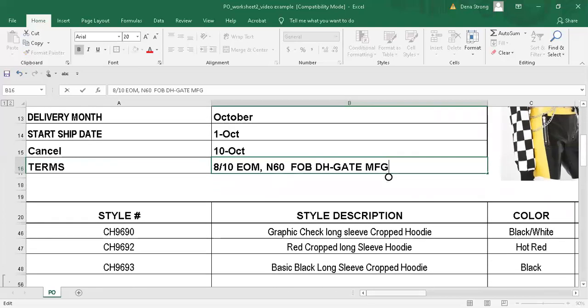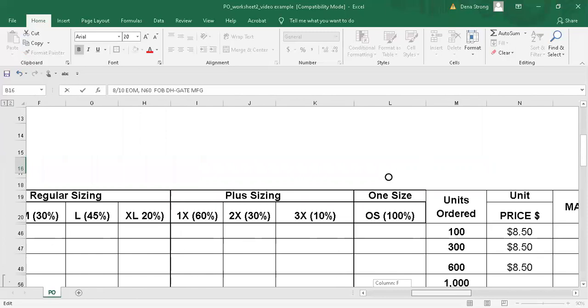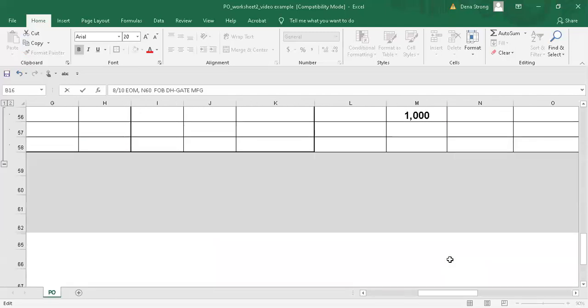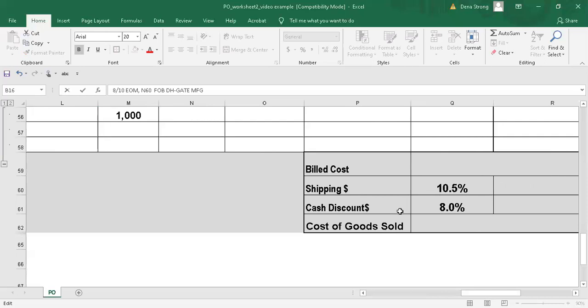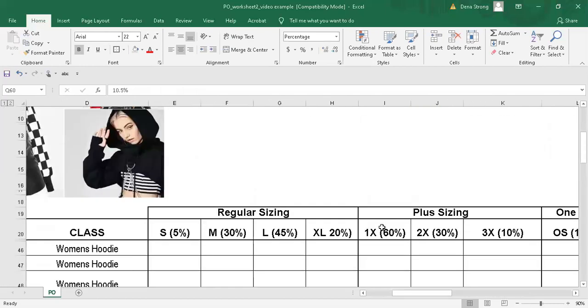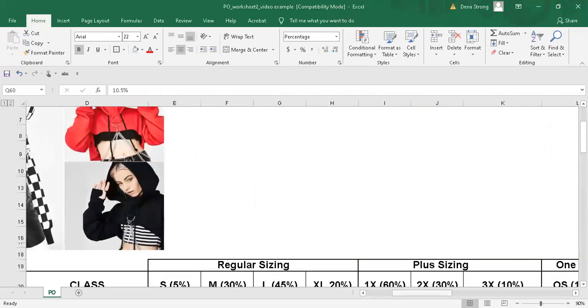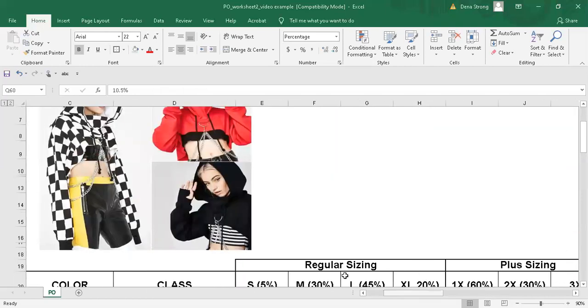So let's go ahead and record our discount. And remember, at the bottom, our discount goes here, cash discount. So I created a space to record the discounts. So 8% discount, and the vendor has informed me that it's going to cost 10.5% of the order to ship the merchandise. So let's take a look at the merchandise, and I'm going to include an image of the merchandise on the purchase order.